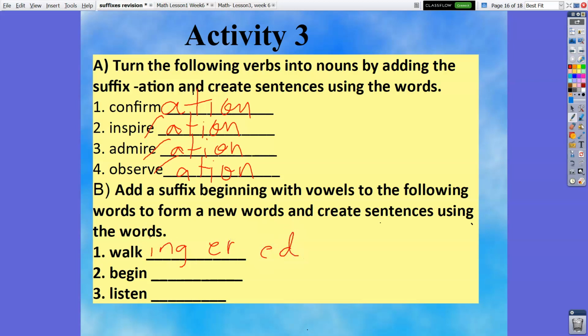Now, this is very complicated. Begin, the second syllable is stressed, so we repeat the last letter and we add the suffix. So it becomes beginner, or you can have beginning. And listen. The stress is on the first syllable, so you don't need to repeat. You can just add ER, listener, or ING, listening, or listened with ED.